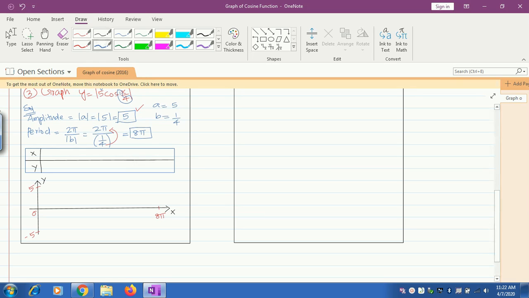Now what is the half? What is the half of 8 pi? It is 4 pi. What is the half of 4 pi? It is 2 pi. Multiply by 3, you will get 6 pi. 6 pi, right? So I write the values 0, 2 pi, 4 pi, 6 pi, and 8 pi.